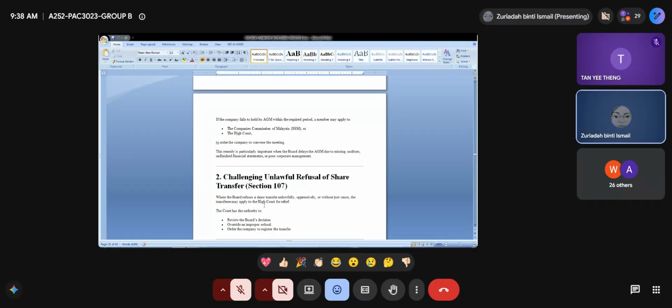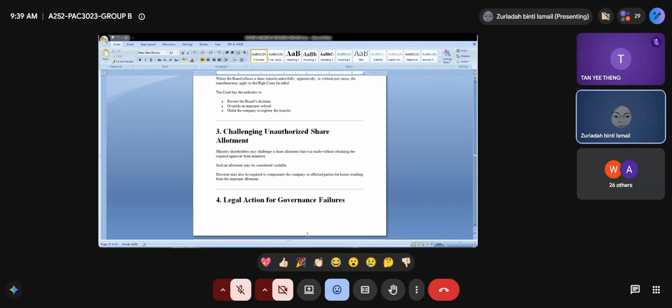And members can challenge, for example, particularly in relation to unlawful refusal of share transfer. So they can use the court to challenge the unlawful refusal to update their name in the register of members, because the court has authority to review the board decision, to override, and to order.